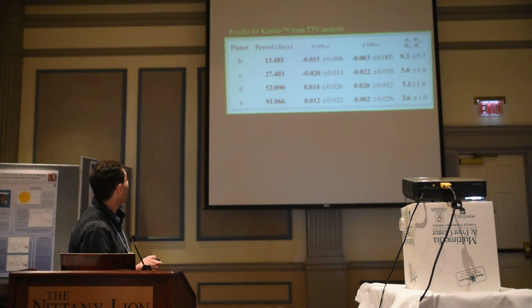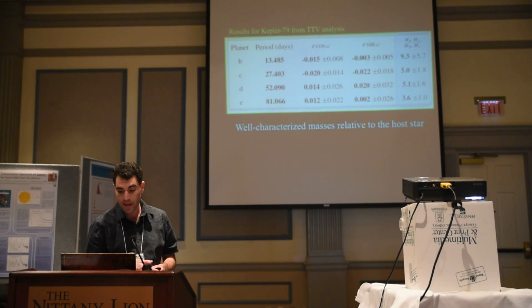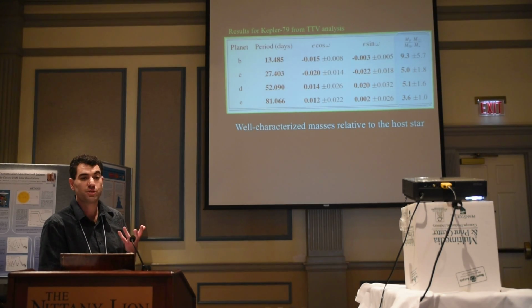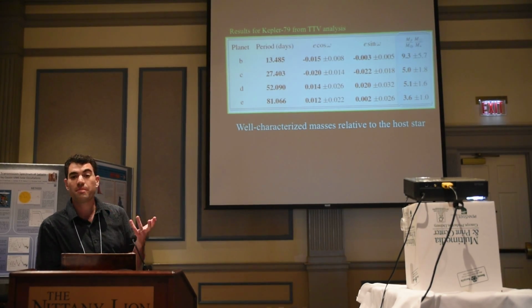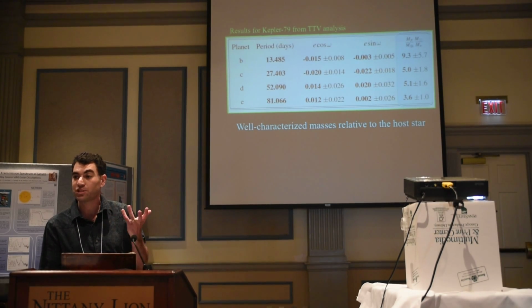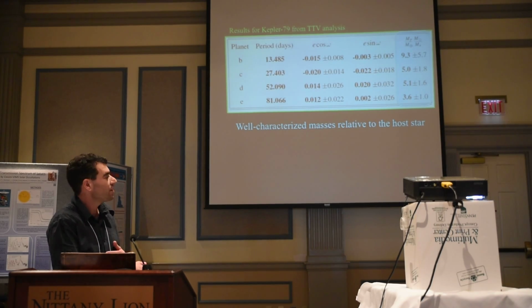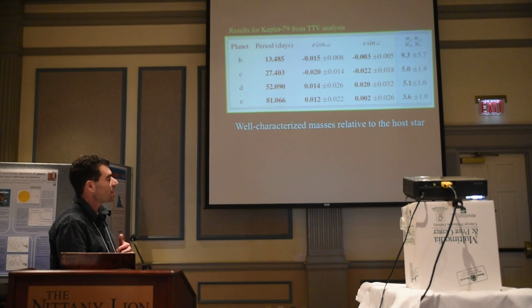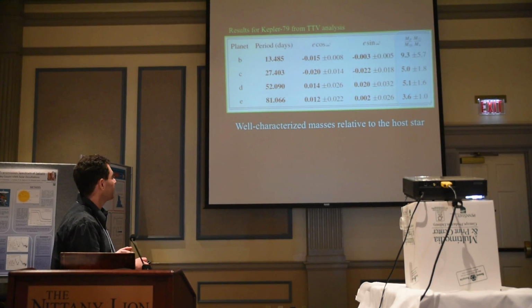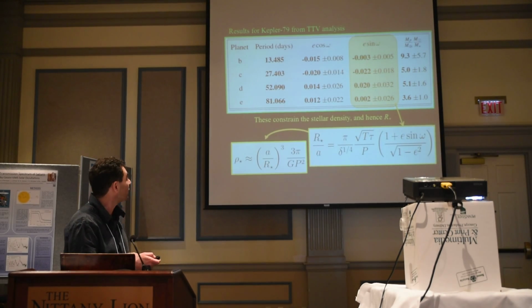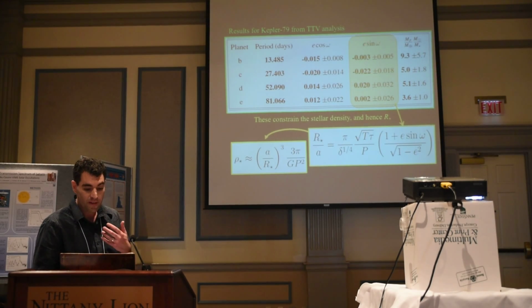So here are the results for Kepler 79 from TTV analysis. Firstly, we get dynamical masses. We get the planet masses relative to the host star. And obviously, if you don't know the mass of the host star, you can't actually get the actual mass of the planet. So here I've given the planet M_P over M_star multiplied by M_sun over M_Earth. So you can get approximate Earth masses. And once you know M_star, you can just multiply it in. So we get dynamical masses. We also get very good constraints on eccentricity.